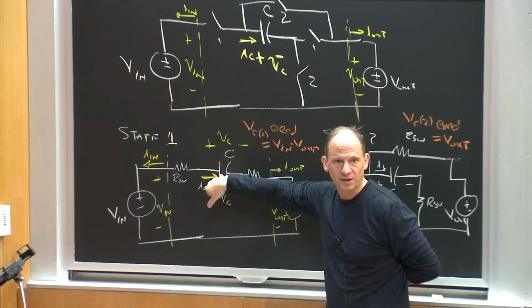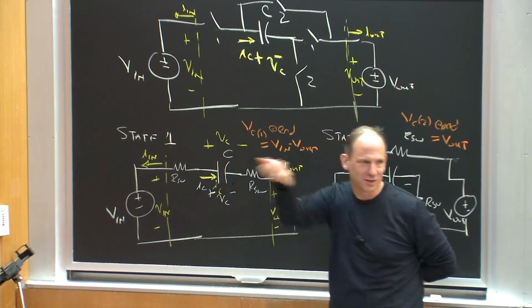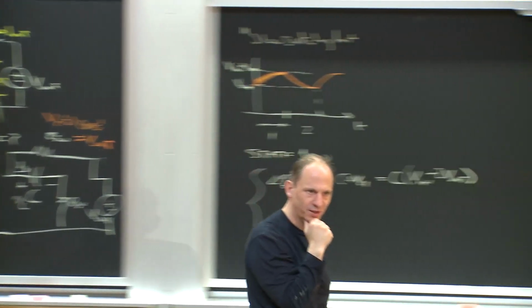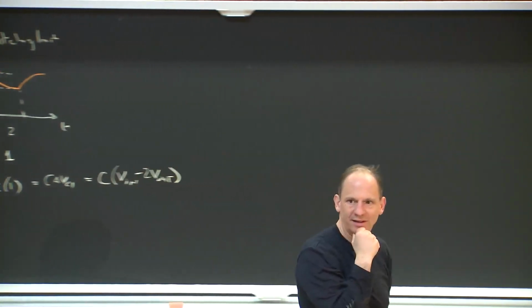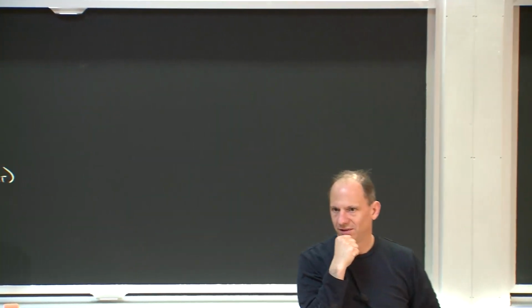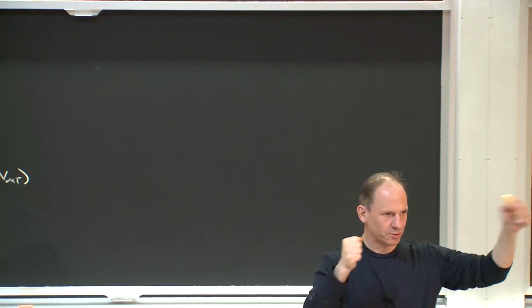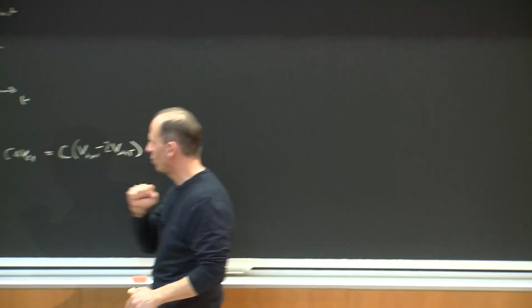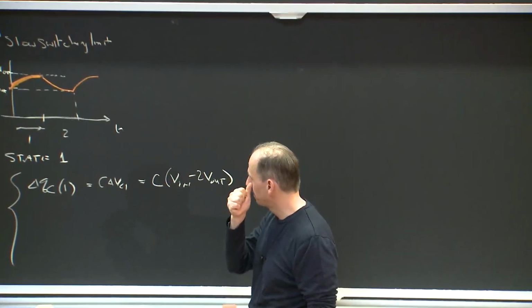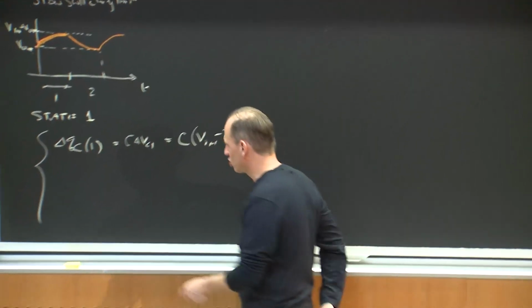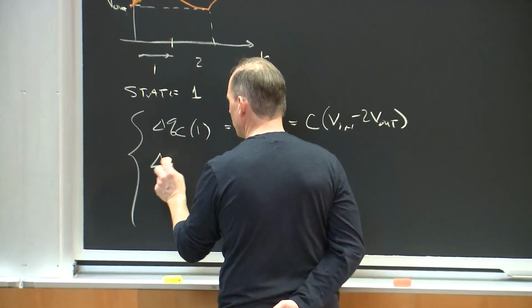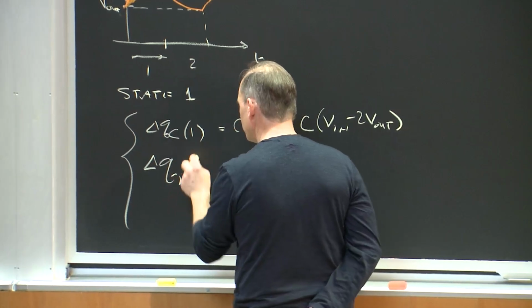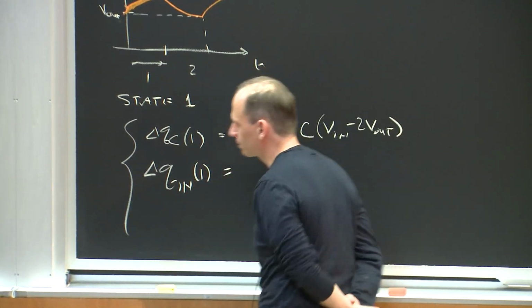Any questions about that? The rest of the analysis proceeds just like this, so I want to make sure people get what I'm calculating. In PSS, I charge and discharge between two points, and I'm just saying how much charge went onto the capacitor in state 1, and that's it. Well, how much charge went into the input in state 1?